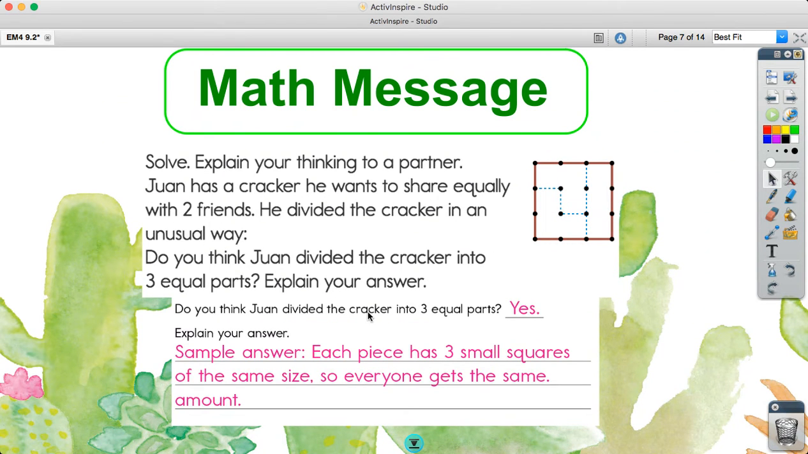Do you think Juan divided the cracker into 3 equal parts? Yes, he did. Sample answer: each piece has 3 small squares of the same size, so everyone gets the same amount, even though they're different shapes. Check your work.